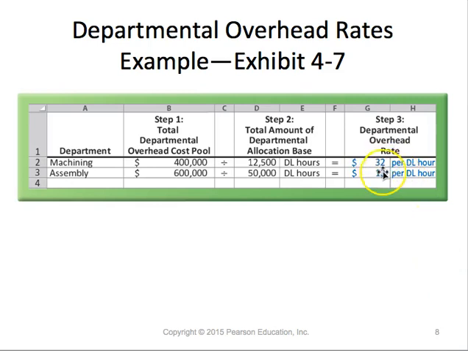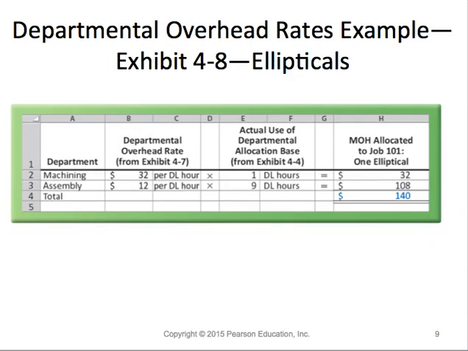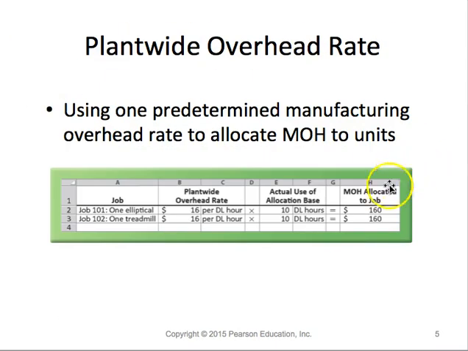And when we use these numbers to do the calculation in the slides coming, we're going to see fairly different numbers. So $32 per hour times 1 hour is $32 for the machining, and assembly is $12 times 9 hours, which is $108. Total is $140. But remember, we had $160 in the slides here.